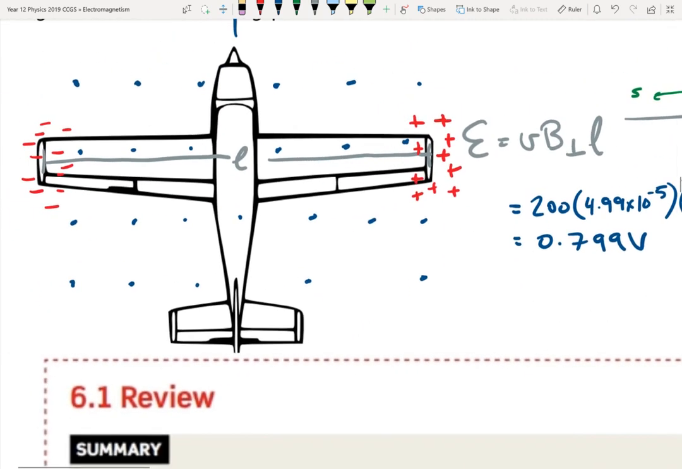So I saw a question once, and I like this question. Someone said, okay, that's 0.8 volts. What if we had a jumbo jet where we tripled the size of the wingspan, and had it travelling faster? We might get a few volts. We might be able to get a couple of little LED diodes running along the side of our wing. We might be able to use this EMF to power some lights.